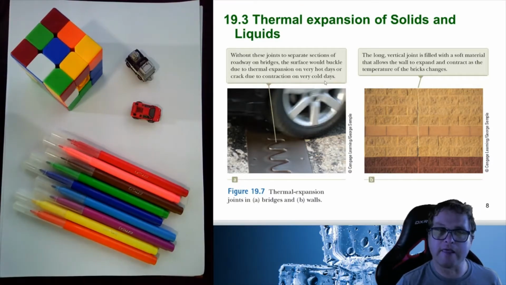Another example is thermal expansion joints in walls. The long vertical joint is filled with a soft material that allows the wall to expand and contract as the temperature of the brick changes. So this is like a spongy material that, as the bricks expand and contract, this wall won't become damaged or cracked.